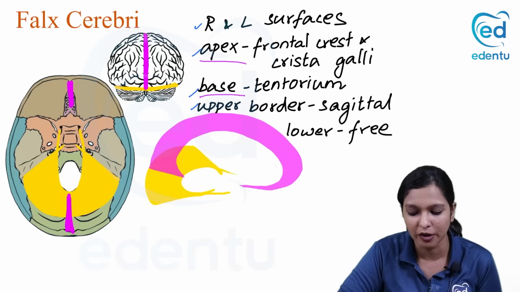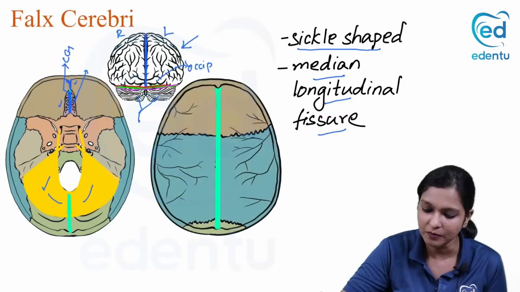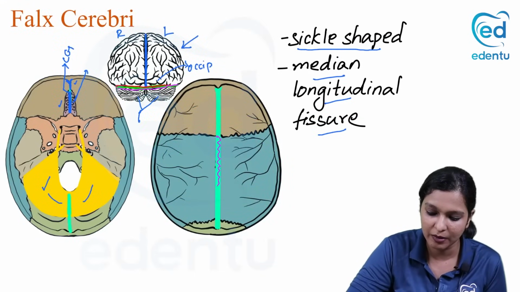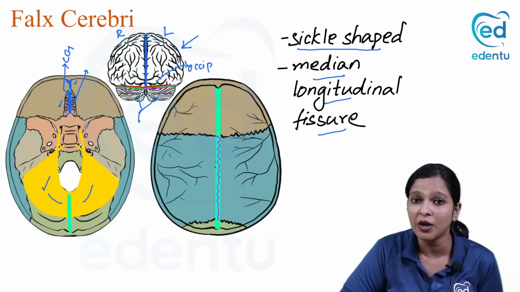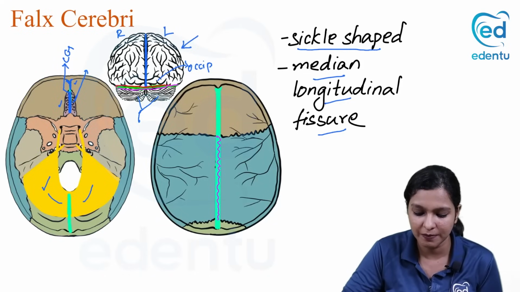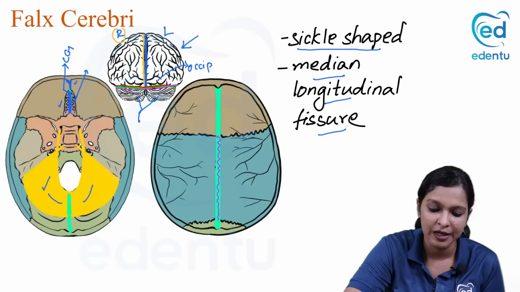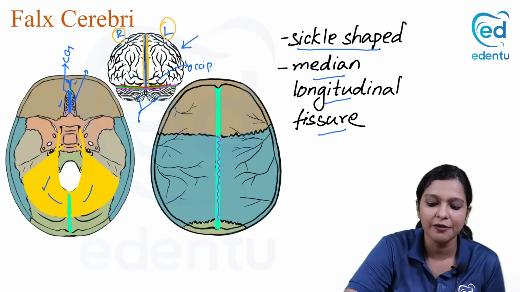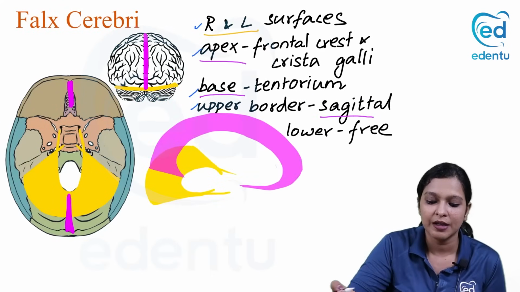Then we'll move on to the border. The upper border is attached to the sagittal suture. So this is the sagittal suture, no? In the midline, this region between the two parietal bones is the sagittal suture. So the upper border is attached to the sagittal suture, whereas the lower border is free. And it has two surfaces: a right surface that is related to the right cerebral hemisphere and the left surface that is related to the left cerebral hemisphere.